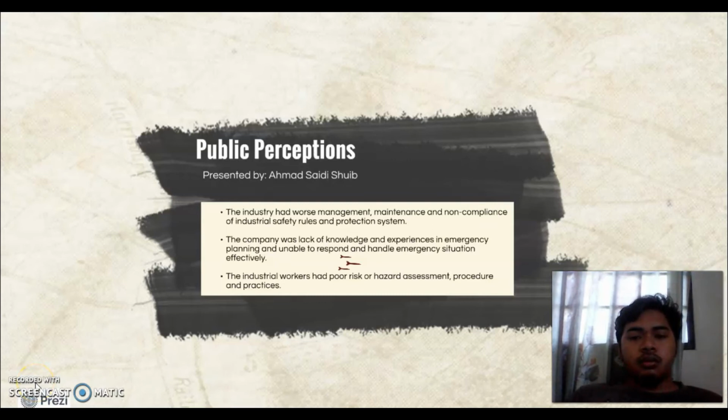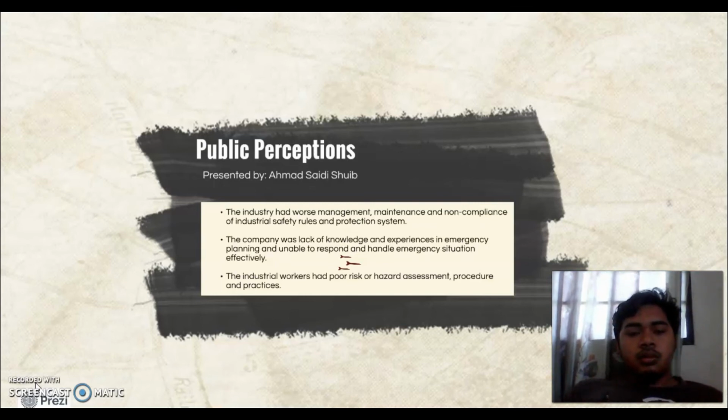Assalamualaikum warahmatullahi wabarakatuh. My name is Ahmad Sadishan bin Ahmed Atfi. I will explain about the public perception towards the incident. First, the industry had poor management, maintenance, and non-compliance with industrial safety rules and protection systems. The safety infrastructures were kept at a poor level and some of the equipment was out of service for a long period of time.